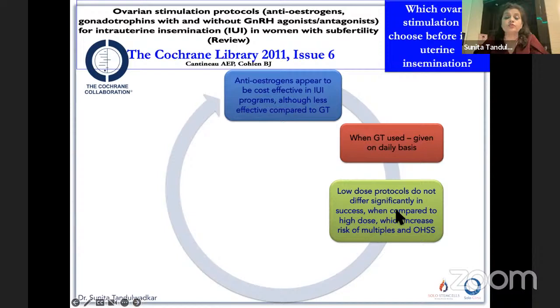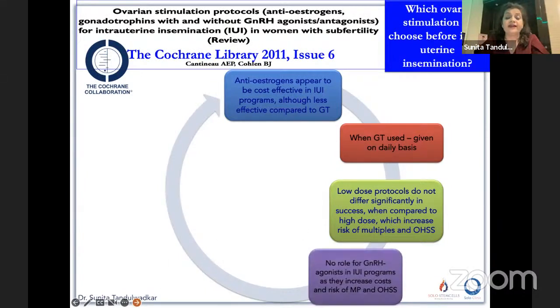Low dose protocols do not differ significantly in success when compared to high dose, which increases the risk of multiple pregnancy and OHSS. And that's why I start with the low dose gonadotrophin. That is why I use recombinant only, because I can titrate easily and I can pack up, and I can avoid crowding in my OPD for the injections of an IUI patient.